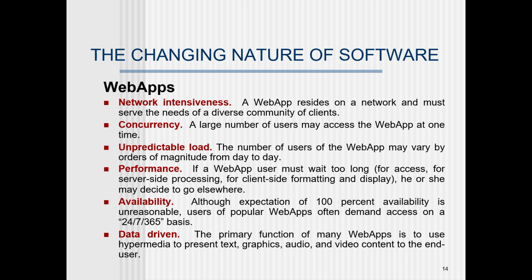Now, performance. If a web app user must wait too long, he or she may decide to go elsewhere. Availability: the expectation of 100% availability is unreasonable, yet users of popular web apps often demand access 24/7, 365. The 24/7, 365 means all the time. All the time they expect the availability of the web app which is being built.